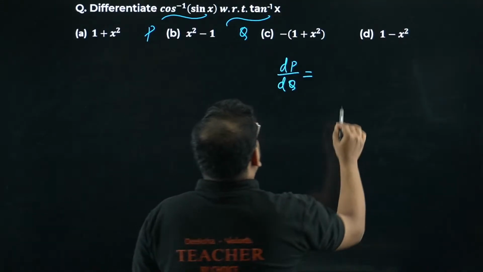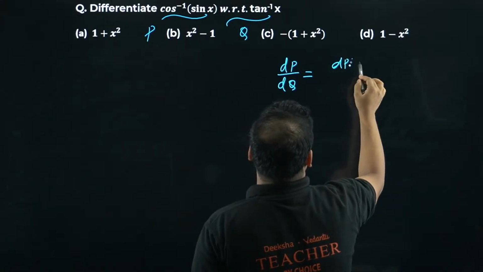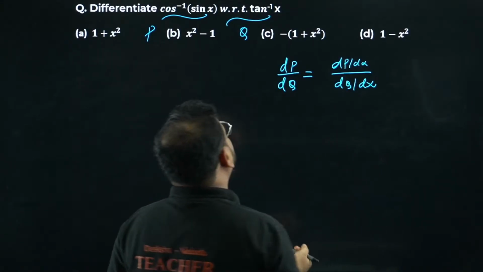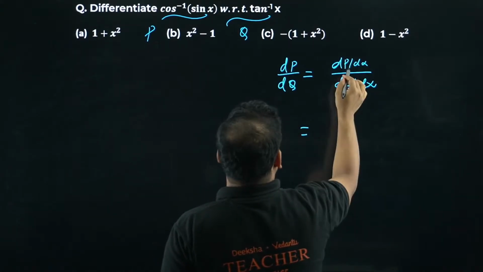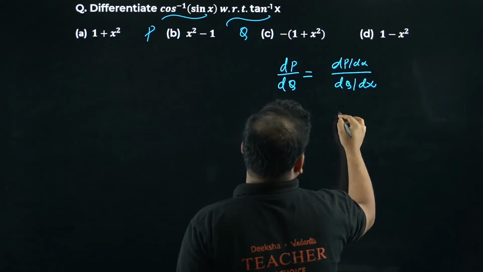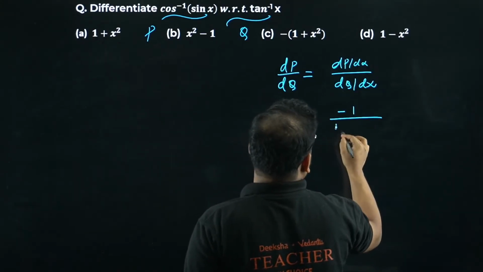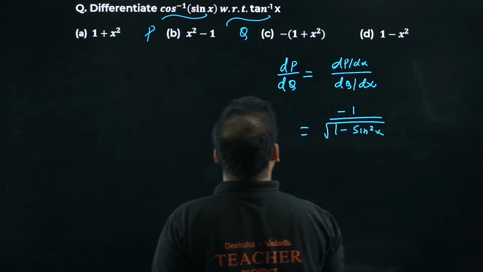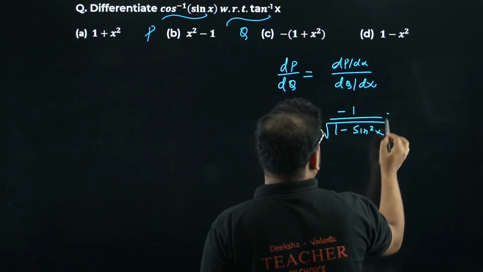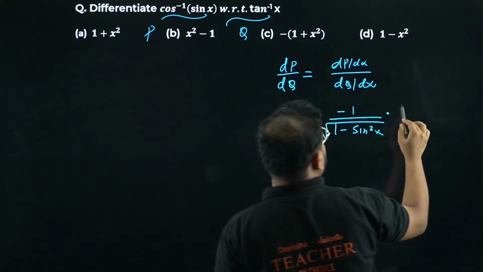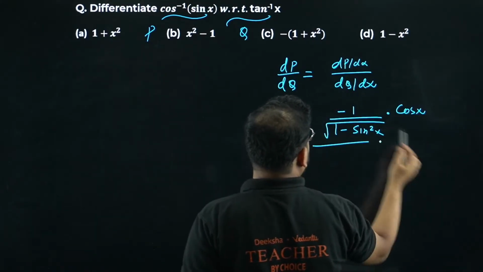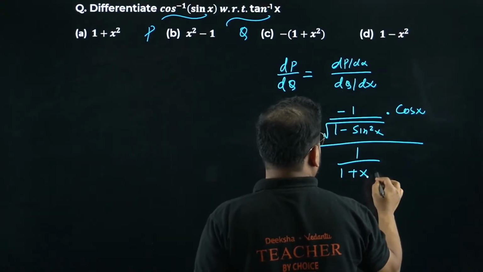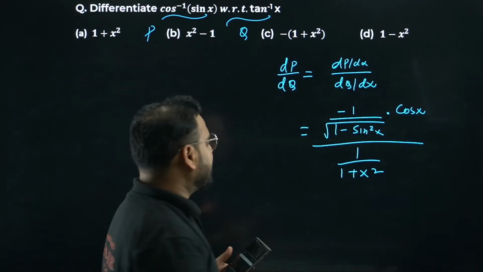So I'll have dp by dx upon dq by dx. This will become cos inverse, right? So minus 1 upon the root of 1 minus sin square x. This is the derivative of cos inverse. And again of course you have to do the chain rule. For sin x it will become cos x, no problem whatsoever. Now for the denominator, the derivative of tan inverse is nothing but 1 upon 1 plus x square. This is the derivative of tan inverse.